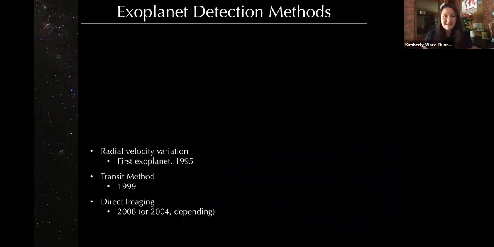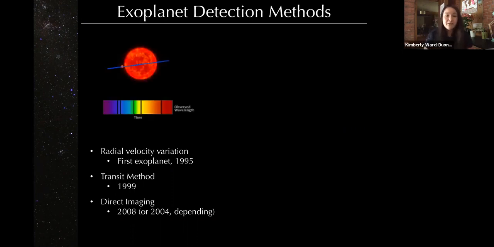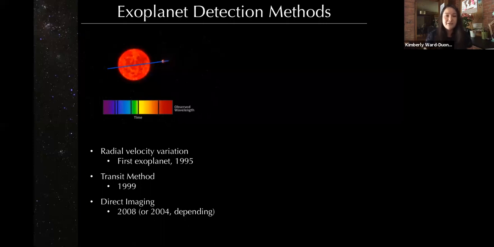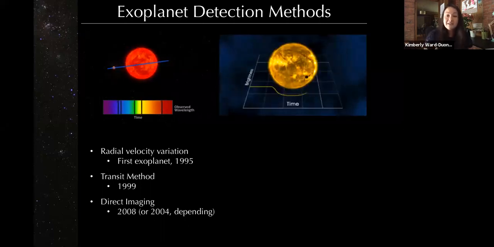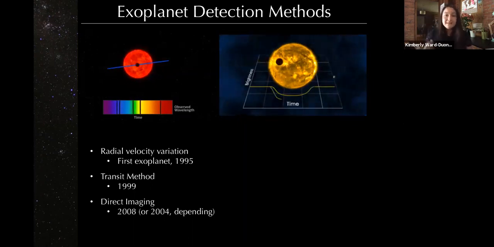So I'm going to briefly talk about exoplanet detection methods, because we're talking about this regime that's sort of stars all the way down to planets, which many of you are likely already familiar with. But of course, we have the radial velocity variation that was used to detect the first exoplanet in 1995, and we've had remarkable success with looking at the Doppler shift due to the planet orbiting. The transit method, which was first used in 1999, looks for planets eclipsing the host star.